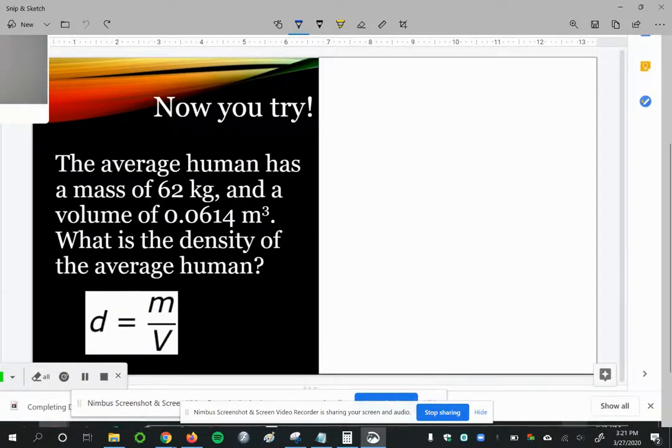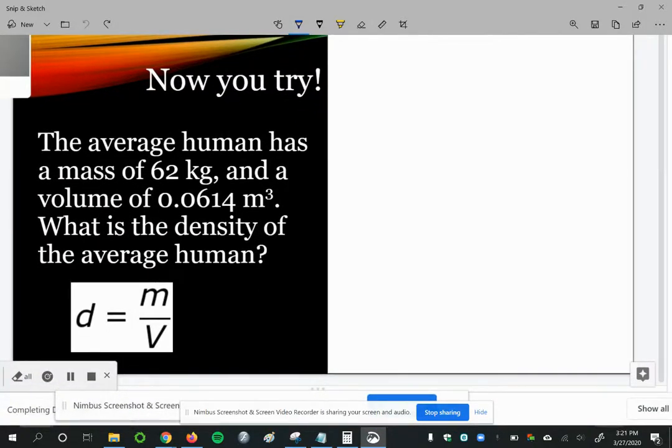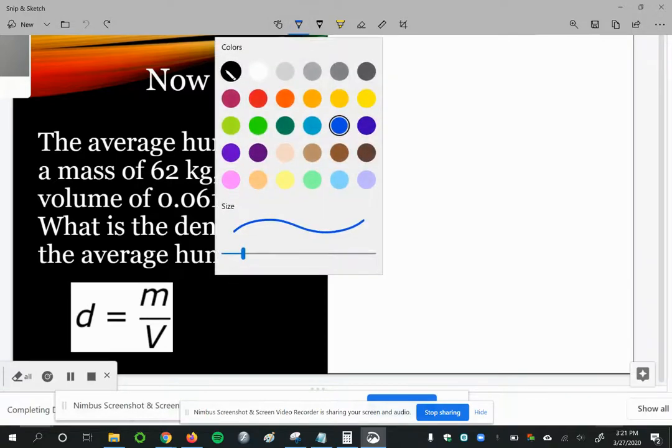So, last one. We're going to calculate the average density of a human. The average human has a mass of 62 kilograms and a volume of 0.0614 cubic meters. What is the density of the average human? So again, I'm asking you guys to maybe pause and try on your own.